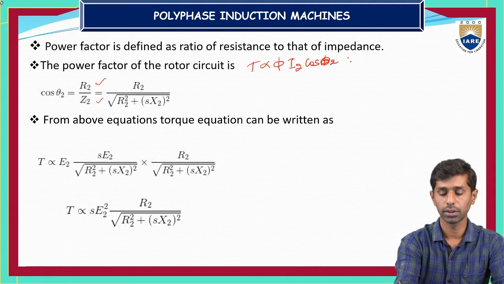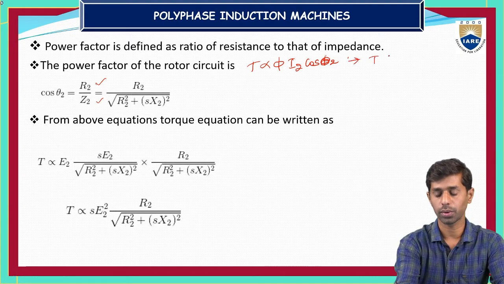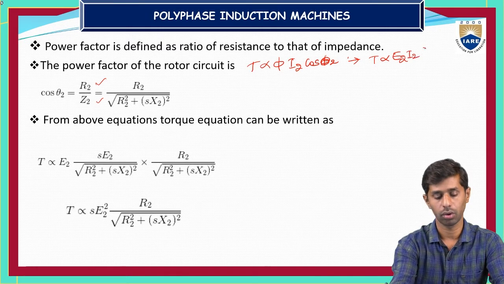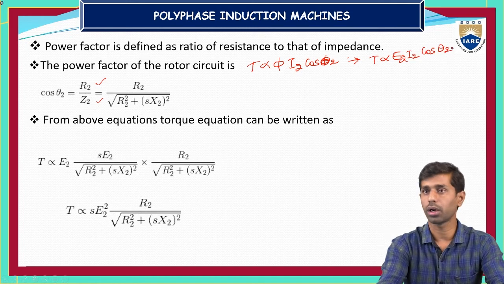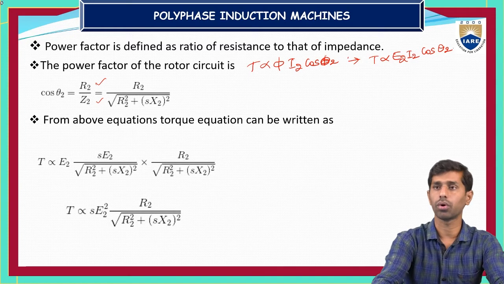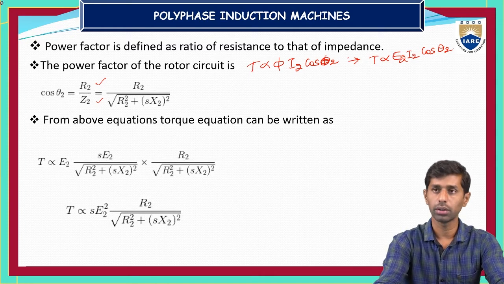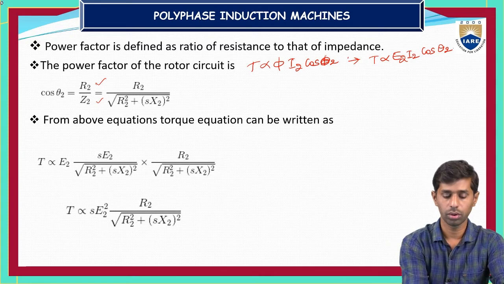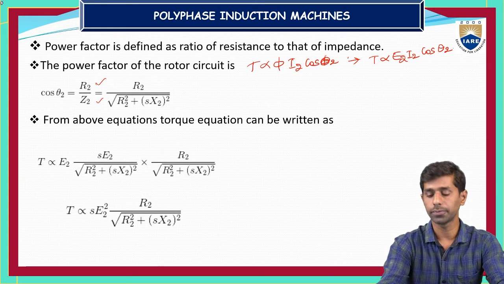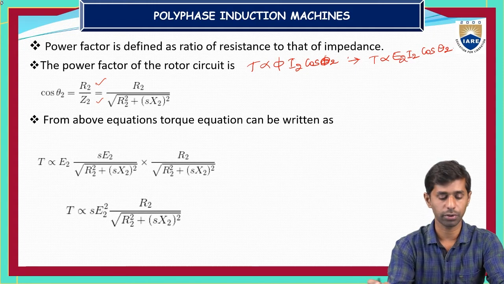So from this, we can rewrite it as torque is proportional to E2, that is, E2 is proportional to flux, I2 cos theta. That is, torque is proportional to the product of rotor induced EMF, rotor current, and power factor of the rotor. So substitute all these three: rotor current, rotor induced EMF, as well as the power factor.